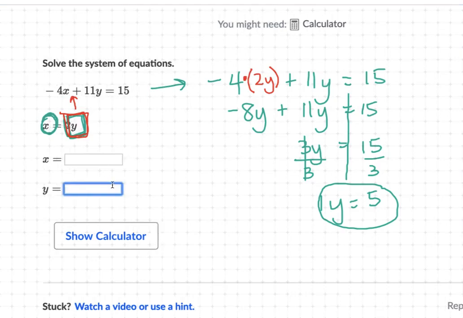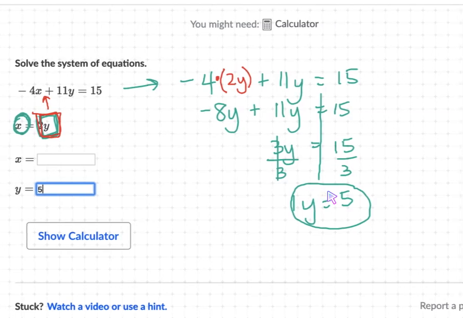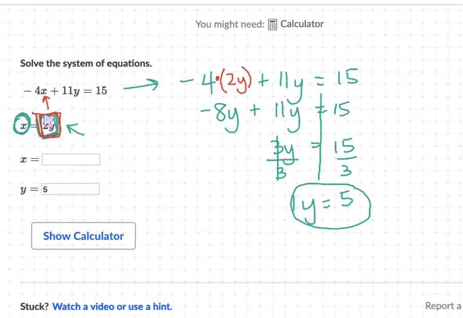Y equals 5. Okay? So substitution requires just kind of like figuring things out piece by piece. Once you figure out that y equals 5, think to yourself, what can we do with that value? And I'm looking at this equation right here. What can I do with y equals 5? If you said that you can put y back into the equation, you are correct.